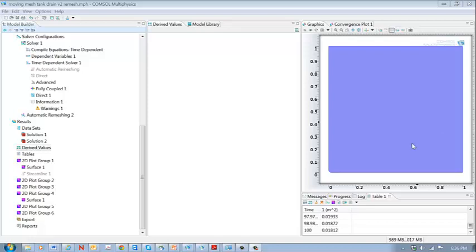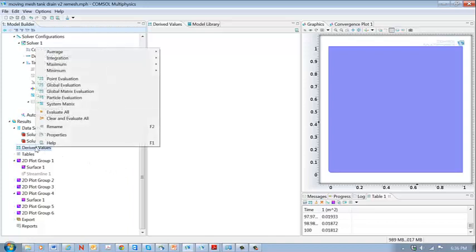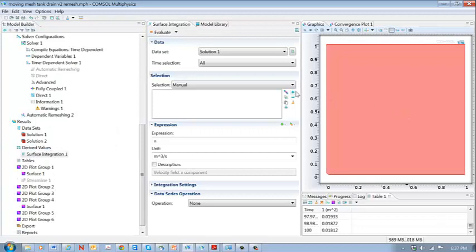So the problem then is to determine the area, and that can be done by going over here to derived values. And if we integrate the surface of this region and we select that surface, we make the integrand 1. And so if we integrate 1 over this surface, then the result is simply the surface area over which we've integrated. And you can see that it correctly gives us the units of meters squared. And so this is a way to determine the area of the subdomain and how it changes with time.